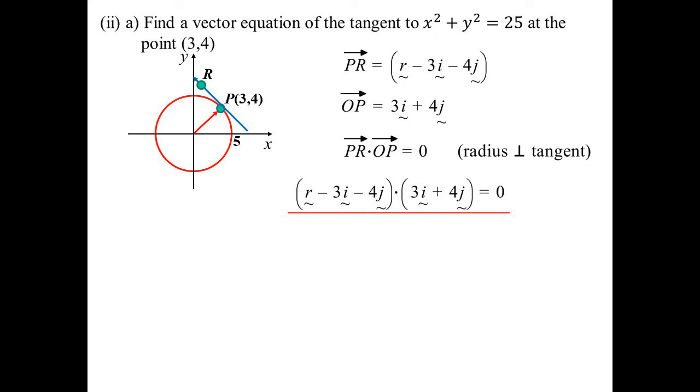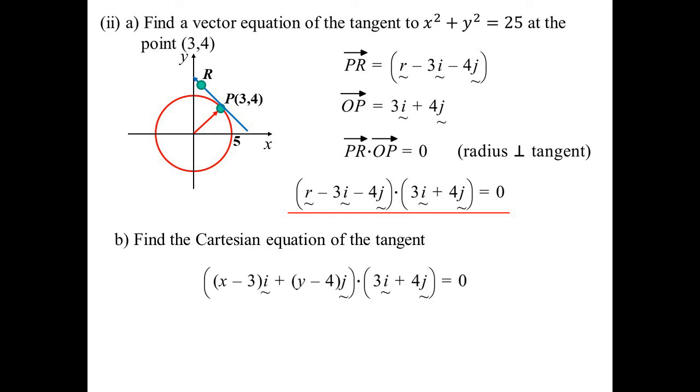Sure, it's not in the format that we saw yesterday, but that is an equation using vectors, and it perfectly describes that tangent. But what's the Cartesian equation of the tangent? Damn, thought I could get away without expanding. No, we're going to have to. All right, let's work out the dot product of these two things.